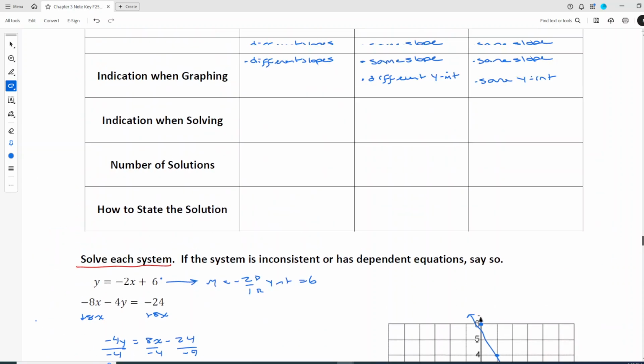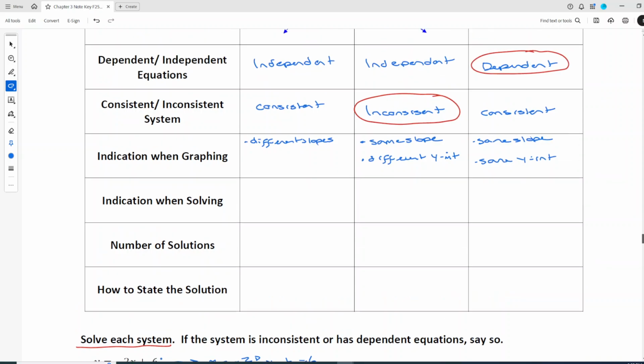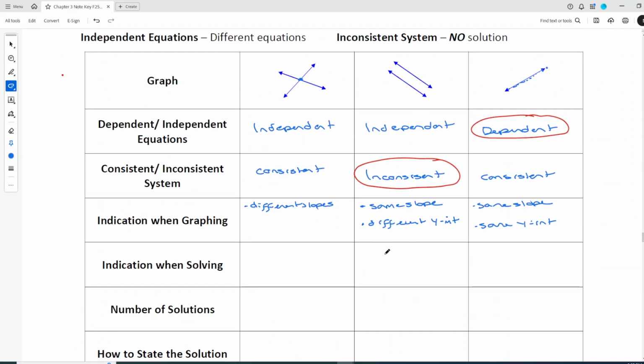So if you are solving and it is like this, you're going to end up with a true statement. Something like negative 2 equals negative 2, or 0 equals 0. Sorry, I just wrote that in the wrong spot. I meant to write that here. When you're solving, you end up with a true statement, something like negative 2 equals negative 2, or 0 equals 0. What does that mean? Well, it means that you're going to say it's dependent equations. And how many solutions are there? There's an infinite number of solutions.